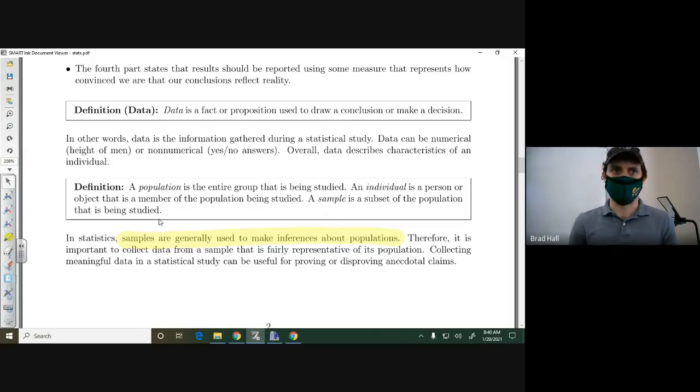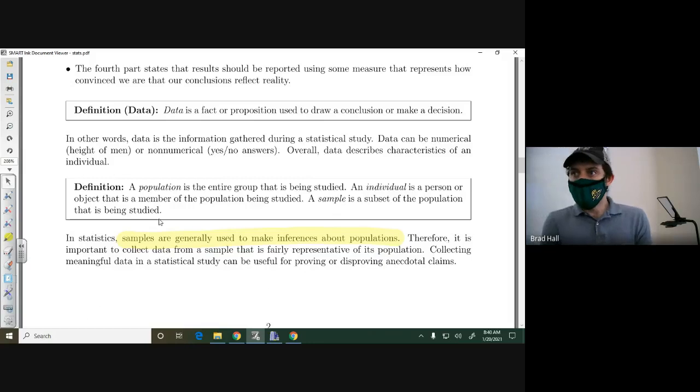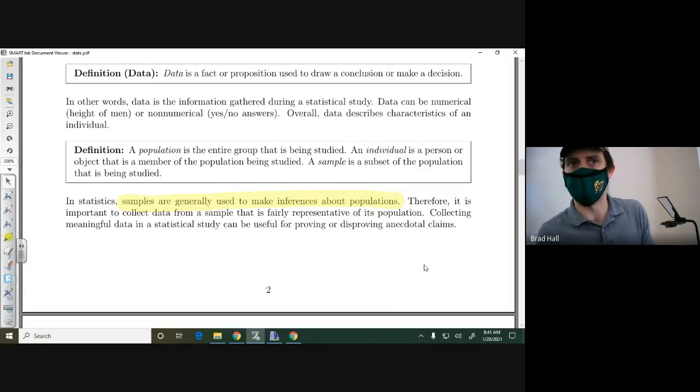But even choosing the sample itself has its own field called sampling, as we'll talk about later. So that's why it's important to choose a valid sample so you can prove or disprove anecdotal claims. Now, if somebody wants to add the word anecdotal to their vernacular, anecdotal are casual claims.